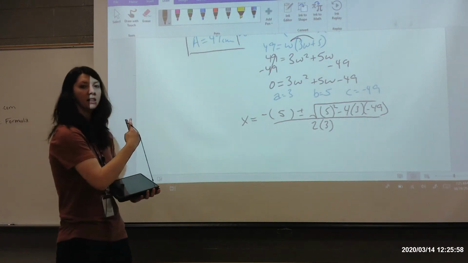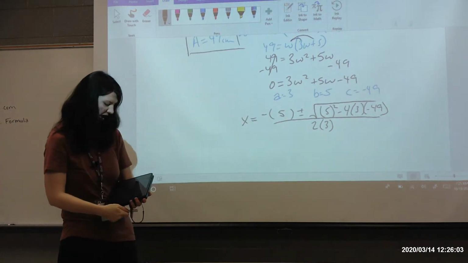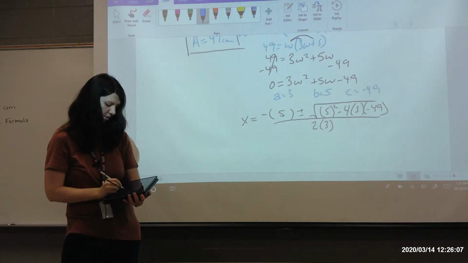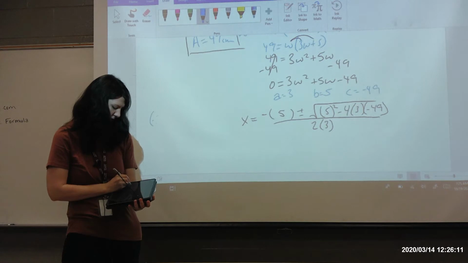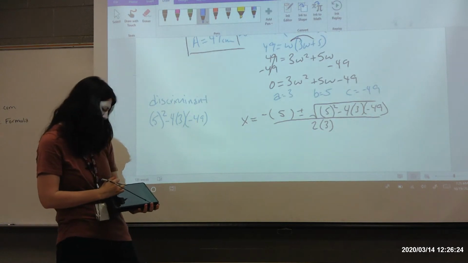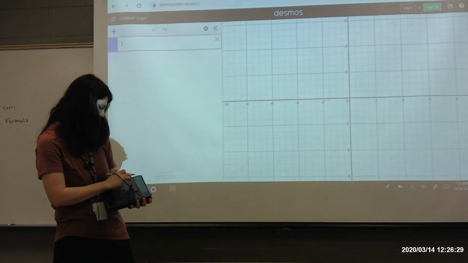calculator. Okay, in this case I'm going to use the Desmos calculator, and I'm going to evaluate the discriminant. 5 squared minus 4 times 3 times negative 49. All right? 5 squared minus 4 times 3 times negative 49. This is my discriminant, remember? That's going to help me simplify. So let me go to my Desmos, and I'm just going to type that in.